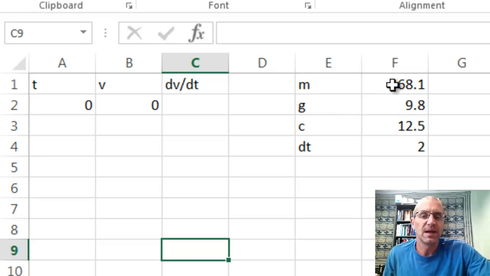So here's the mass, 68.1. These are some values out of the textbook, so we can verify we do this right. There's gravity, my friction coefficient, 12.5. And then we're saying dt is, for example, 2.